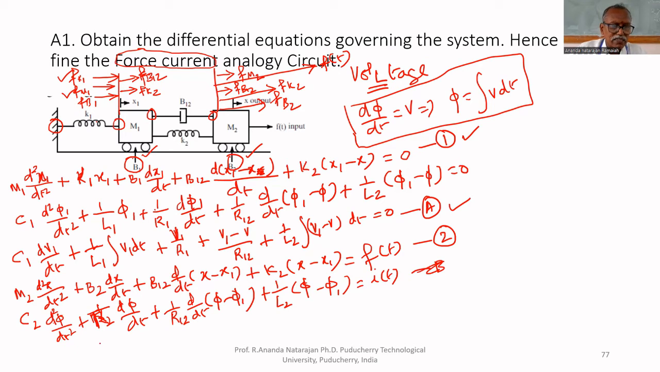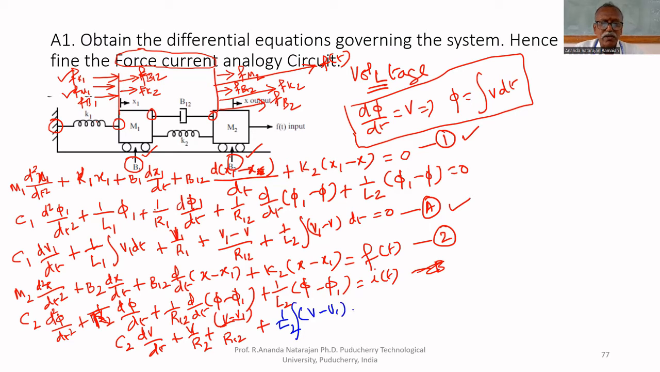Now we have to write it in terms of voltage. That is C2 dV by dt plus 1 upon R2 V plus 1 upon R12 (V minus V1) plus 1 upon L2 integral of (V minus V1) dt equal to I of t. This is equation B. So how to draw the circuit?